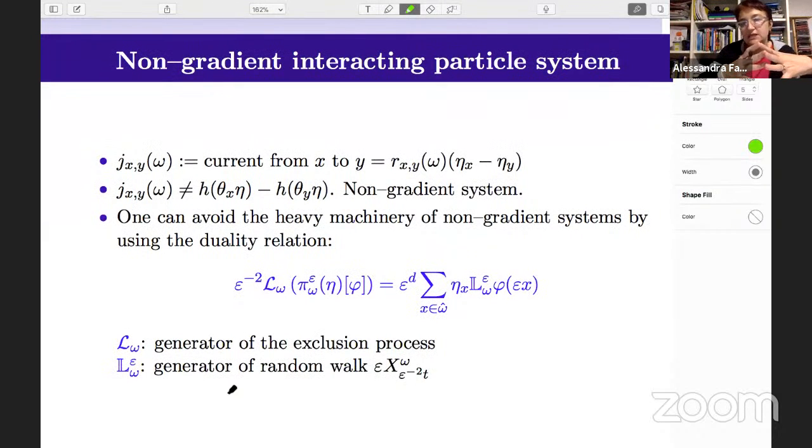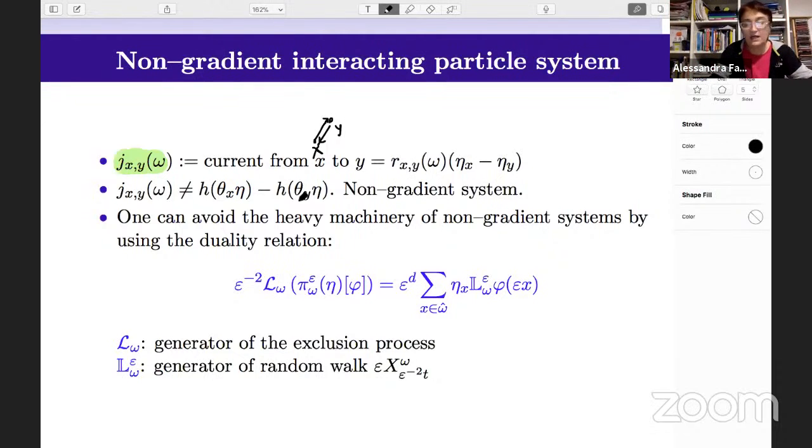So this example, this interacting particle system, is an example of a non-gradient interacting particle system, because if you compute the infinitesimal current between two sites from x to y, so the flow of particles from x to y minus the flow from y to x, this current cannot be written as an observable h at the configuration eta translated by x minus the observable h in eta translated by y. You don't have this algebraic property, and the system is therefore called non-gradient.